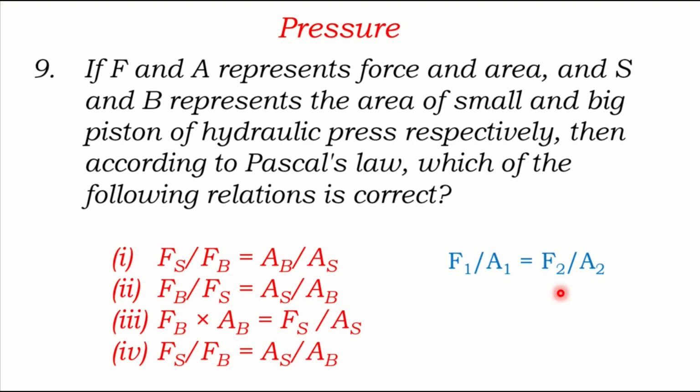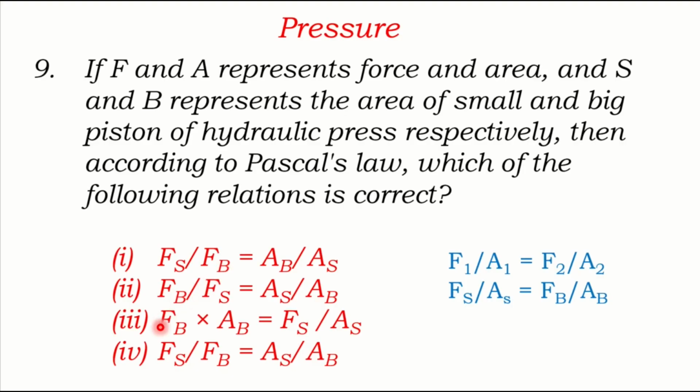Now it's not so tough to understand. 1 represents small piston, 2 represents big piston. If it is so, the same becomes what? Force on small piston Fs upon area of small piston As equal to force on big piston Fb upon area of big piston Ab. This is the correct expression. Now we have to check where this is present: Fs by As equal to Fb by Ab.